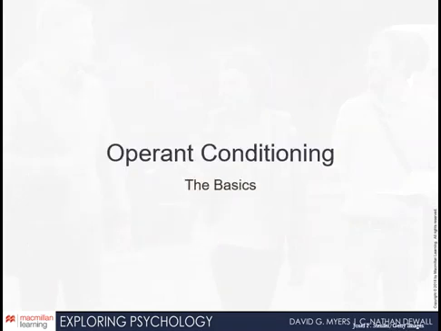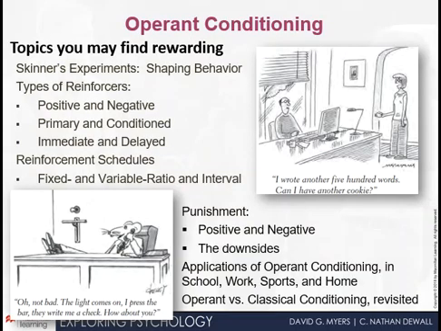Now let's look at operant conditioning, examining the basics. Skinner's experiments on shaping behavior, types of reinforcers: positive and negative, primary, conditioned, immediate, delayed, reinforcement schedules: fixed and variable, interval, and ratios. So these are a variety of types of things, as well as punishment, that we will be seeing as we go through this material.